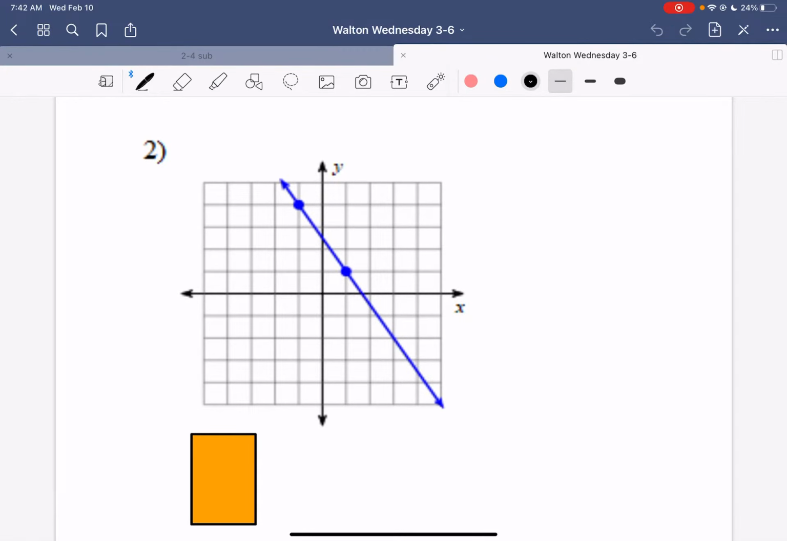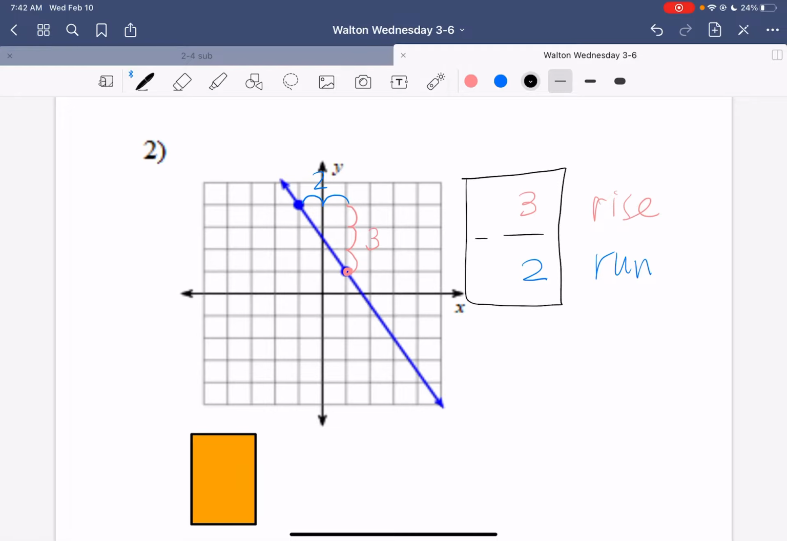And so what we would want to do with that is find a rise over run. I'm going to start with my point here, and I'm going to rise 1, 2, 3, and then I'm going to run 1, 2. So my rise was 3, my run was 2, and what I need to recognize is that this is an overall negative line, and so when I write my answer, I'm going to leave it as an improper fraction, and I'm going to see that it can't be simplified anymore.